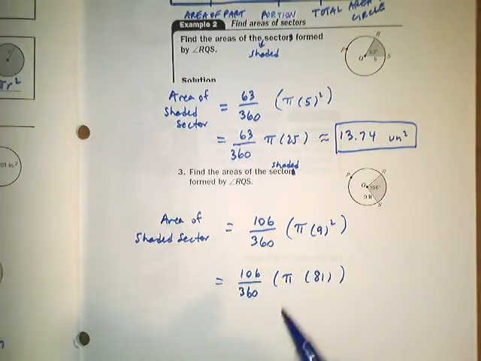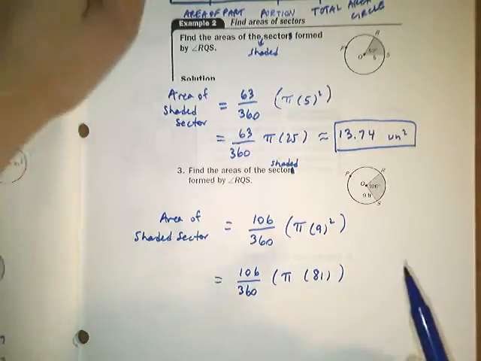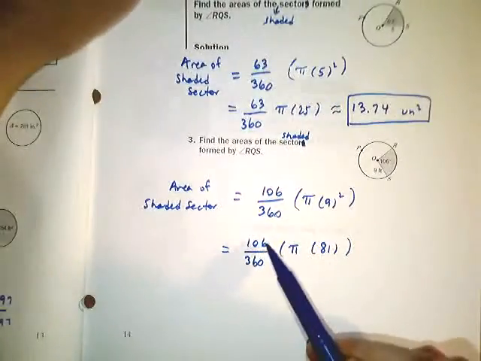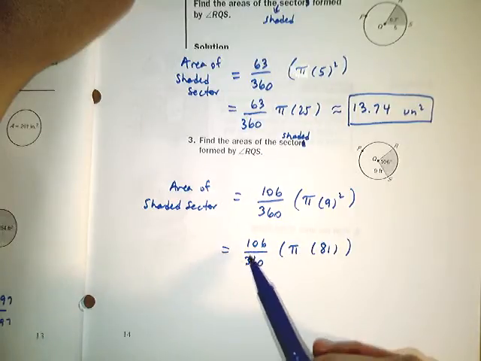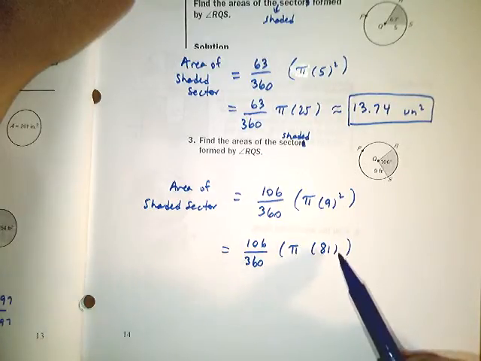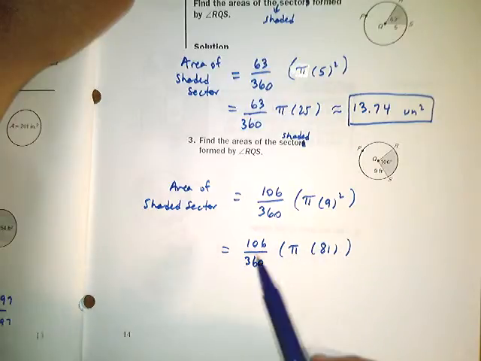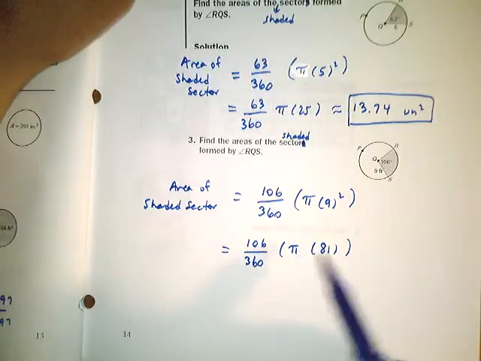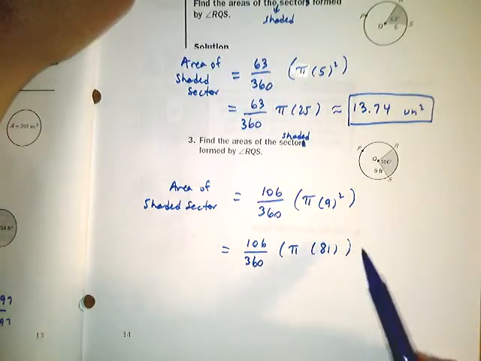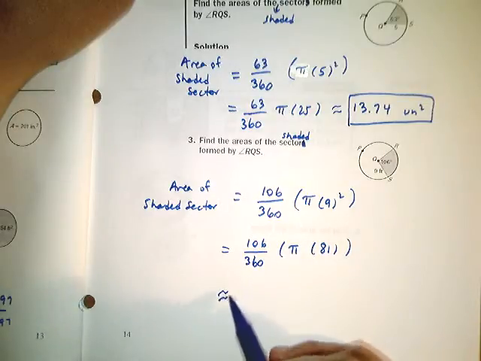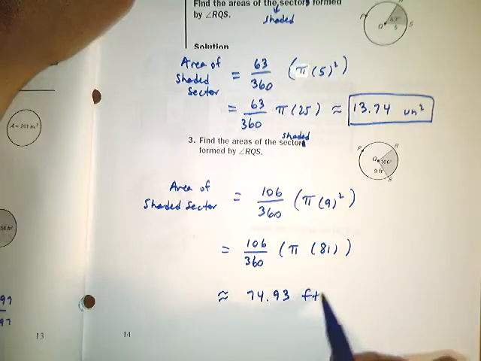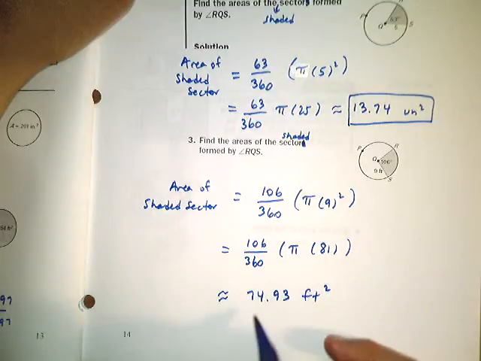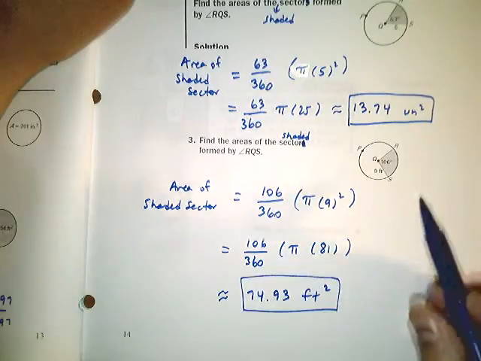And so, again, you can do this in your calculator a couple of different ways. You could go 106 divided by 360 and get a decimal smaller than 1, multiply that times pi and times 81 to get your answer. Or you could multiply 106 times pi times 81, take that number and divide it by 360. Either way, you should get 74.93 square feet for your answer of the area of this section that's shaded.